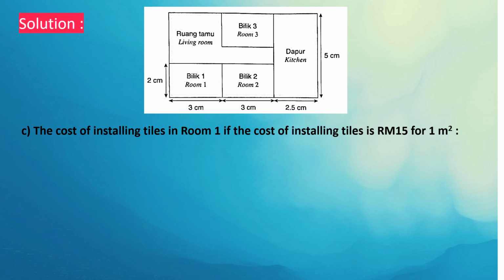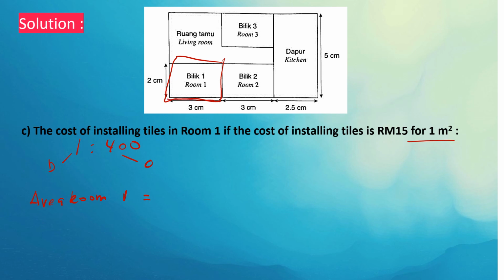For C, the cost of installing tiles in room 1, if the cost of installing tiles is RM15 for 1 meter square. So this is your room 1. You find the area. Remember the scale is 1:400. So this is the drawing, and this refers to the original one. So for the area of room 1, you count the actual one, the original one. So length times the width.